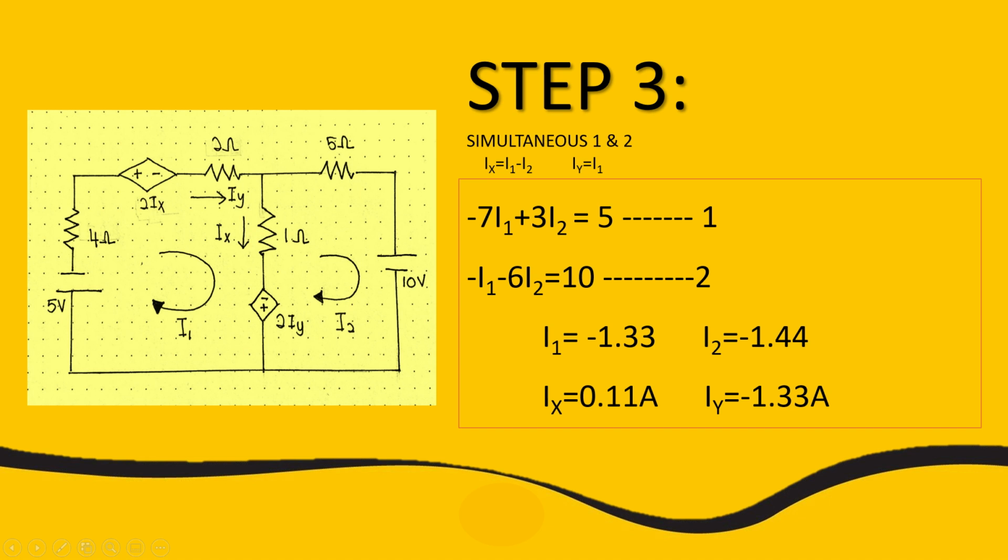Now that we have obtained the values for both I1 and I2, we just need to substitute both values into the Ix equation to obtain the Ix value, which is 0.11 ampere. And as for the Iy value, we simply substitute Iy equal to I1 and we get the value of Iy as negative 1.33 ampere.